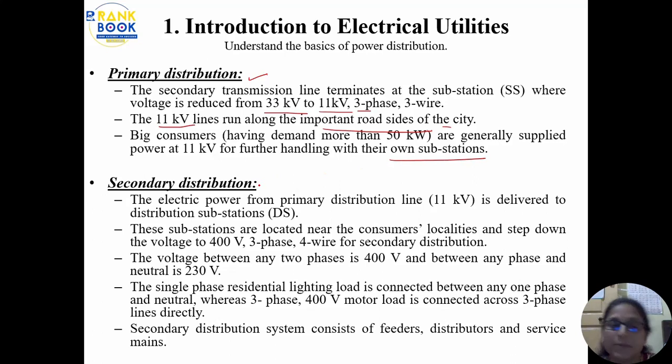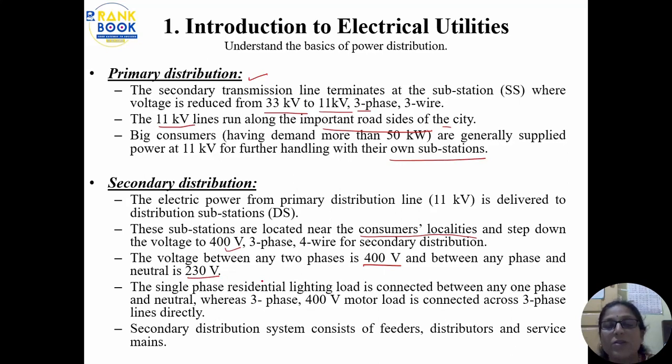And in case of secondary distribution, the electric power from the primary distribution is delivered to distribution substations, and these substations are located near consumer localities. And here the voltage is stepped down to around 400 volts with the 3 phase. The voltage between any 2 phases is 400 volts, and between any phase and the neutral is 230 volts.